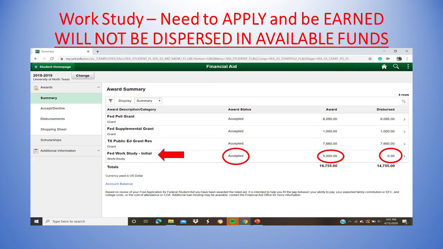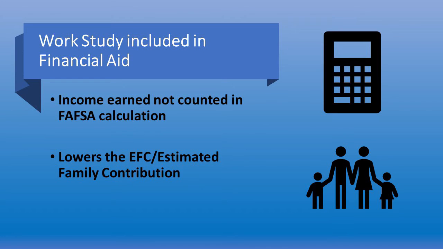Then we have work study. As you can see, work study actually has an award listed on here, and if you accept it, it's going to say so under the award, so it's going to be listed in that final calculation of the financial aid package. But it's not going to show as dispersed because it's work study. So the student is going to have to apply for a job, and then they're going to have to earn the money. The reason that work study is included in this is because, based on the FAFSA, they will or will not even qualify to be in a work study program.